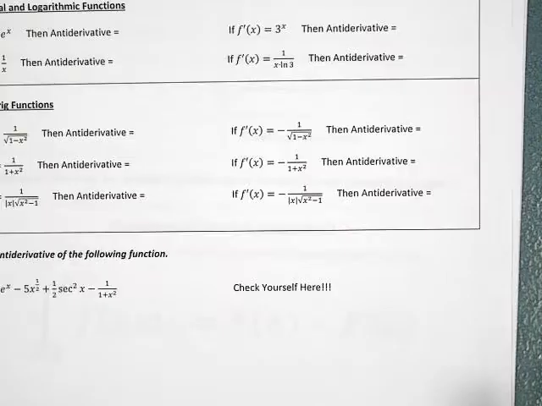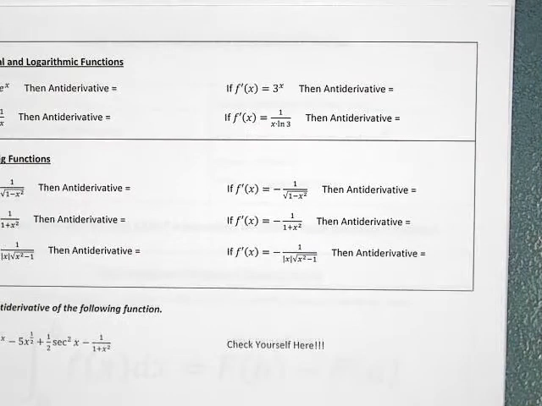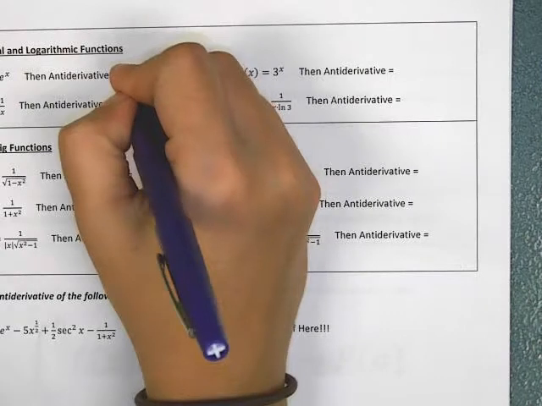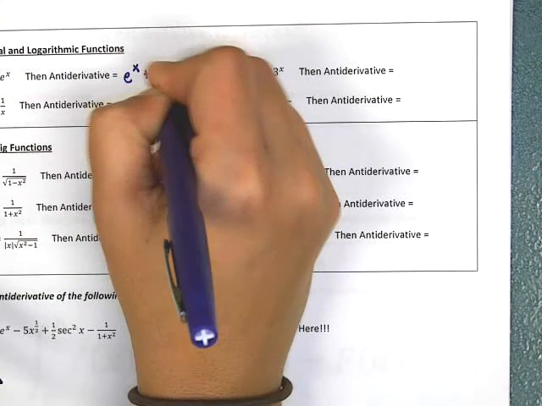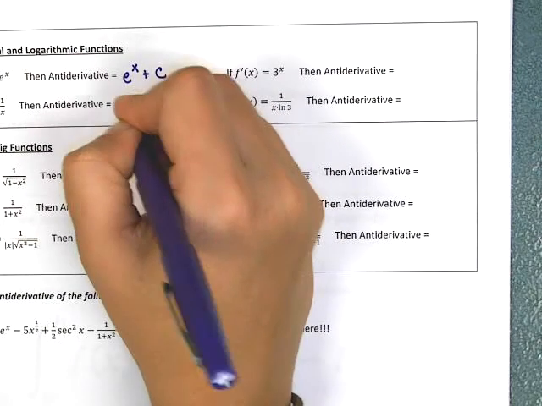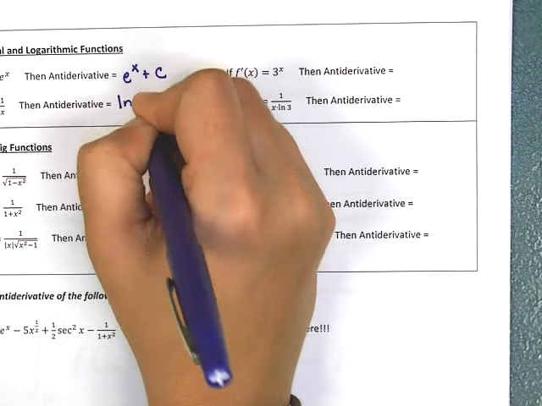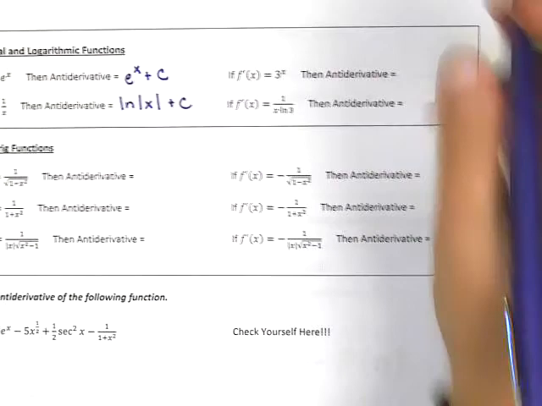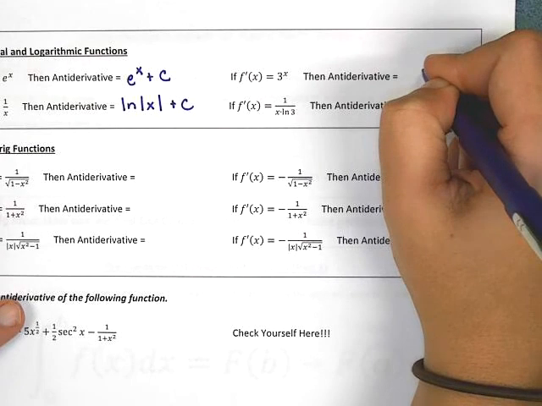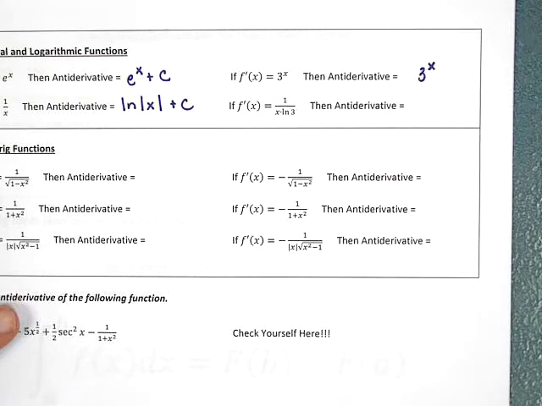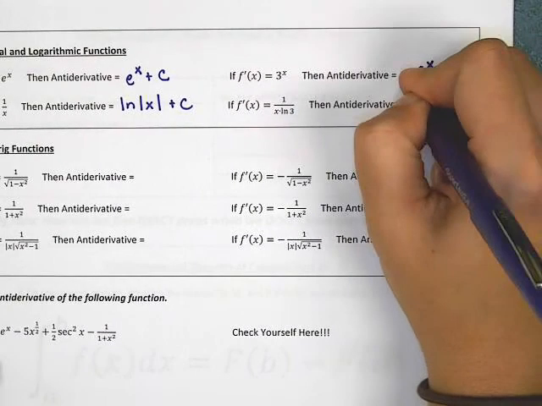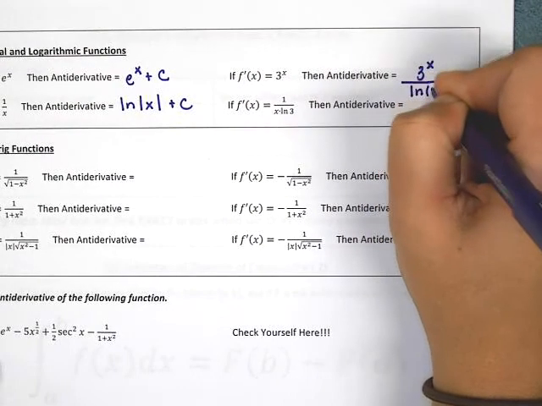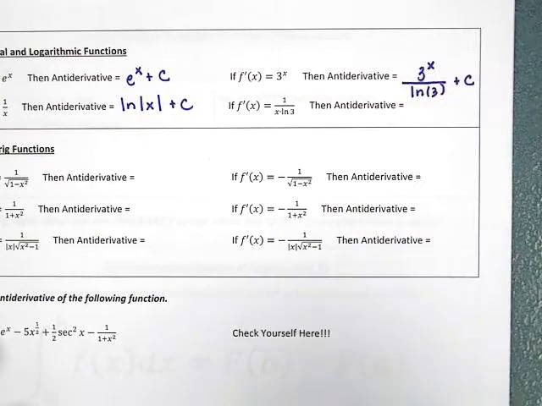Let's take a look at some exponential problems. If your derivative is e to the x, then your antiderivative is just e to the x plus c. If your derivative is 1 over x, then your antiderivative is the natural log of absolute value of x plus c. If your derivative is 3 to the x, then your antiderivative is 3 to the x. But because when you take the derivative you have to multiply by the natural log of 3, you have to divide by the natural log of 3 here, plus c.